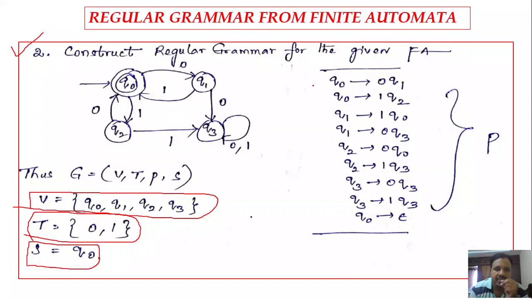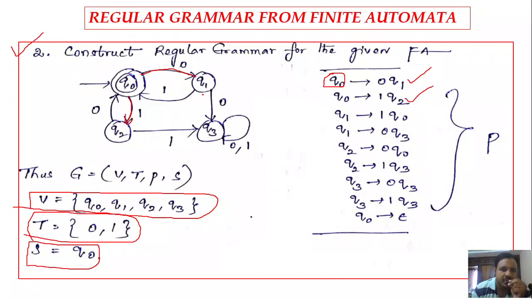Okay. Next, let us write down the production rules. So what is the start symbol? Q0, right? So write down the productions from Q0. Q0 on 0 goes to Q1. How do you write it? Q0 denotes 0Q1. Next, there is a transition from Q0 on 1 towards Q2. How do you write it? Q0 denotes 1Q2.